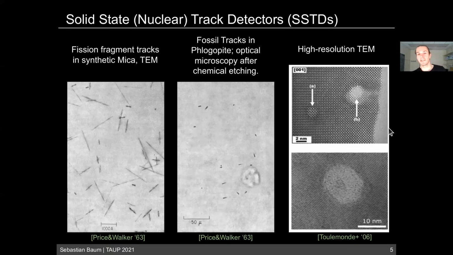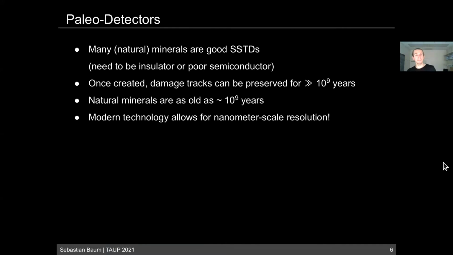Now, on the right, you can see a picture that was taken only 10 or 15 years ago of damaged tracks. What you see here is actually the cross section of a track. And what I want you to note is the scale here is nanometers. So with modern microscopy techniques, in this example transmission electron microscopy, we can get really high resolution and detailed images of these tracks. And it's much easier to detect them than with the microscopy techniques 60 years ago. So that's the basic idea behind Paleo-Detectors.